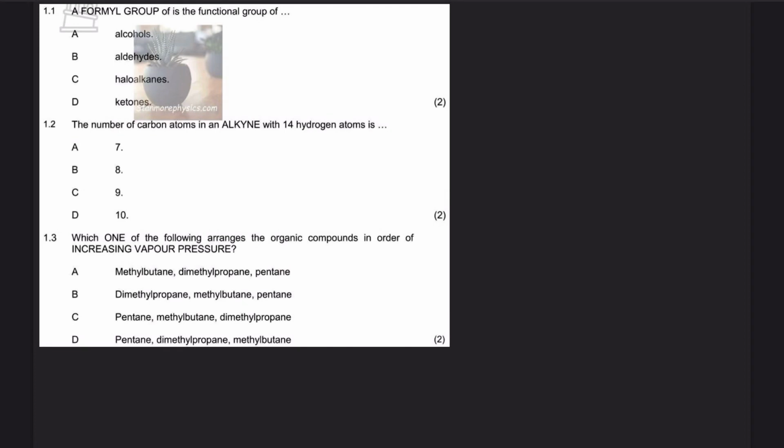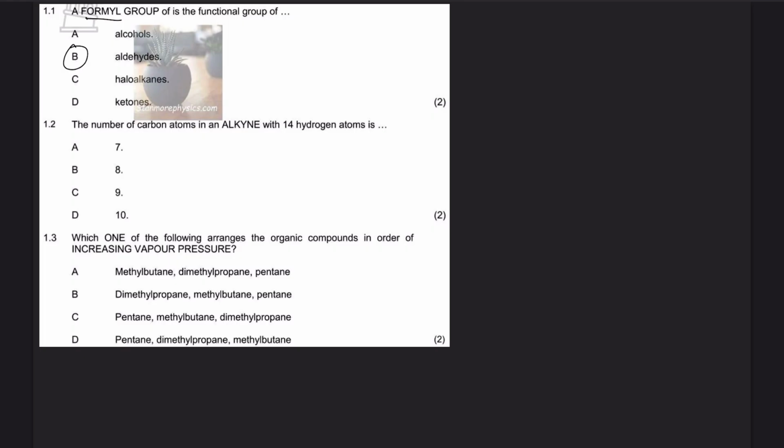Today we're going to be looking at more multiple choice questions from the grade 12 March exams. Question 1.1, a formyl group is the functional group of what? So this one is just a recall question. We need to remember that formyl goes with aldehydes.